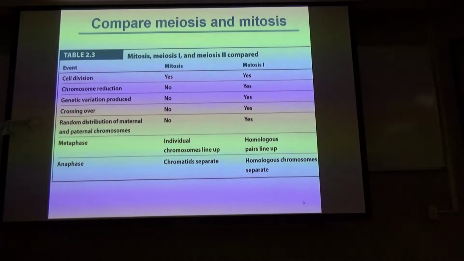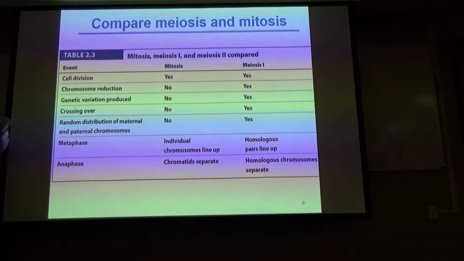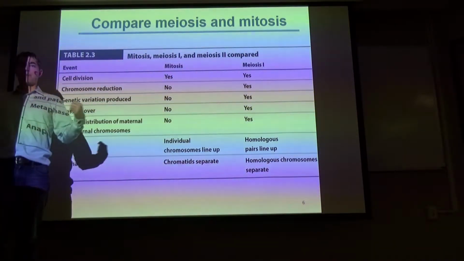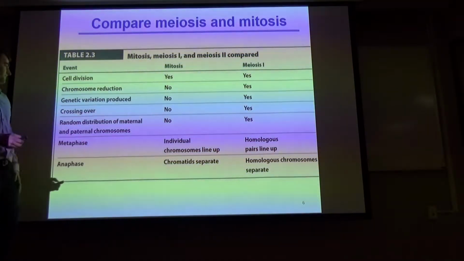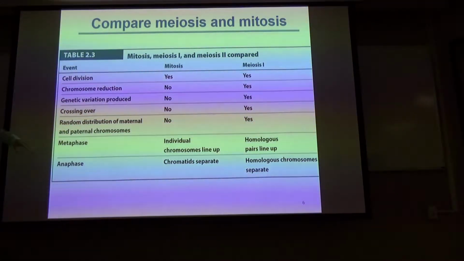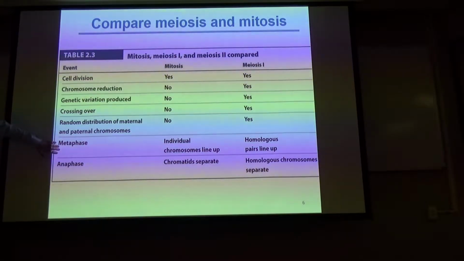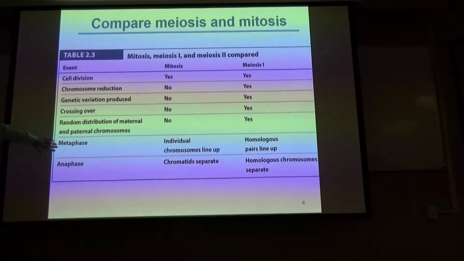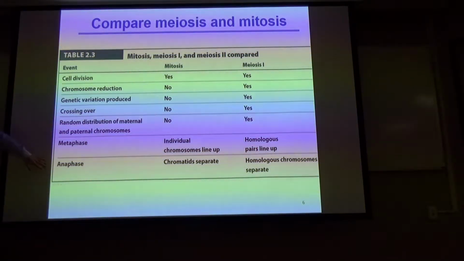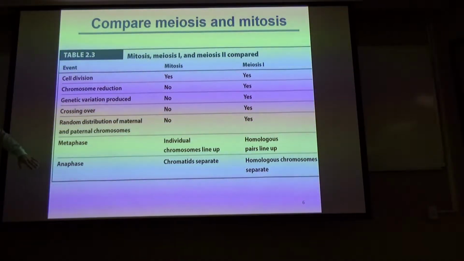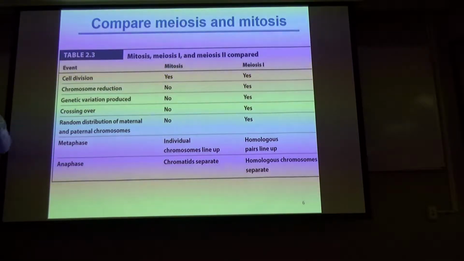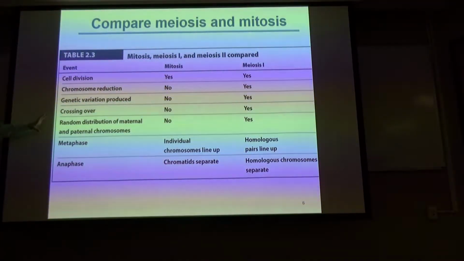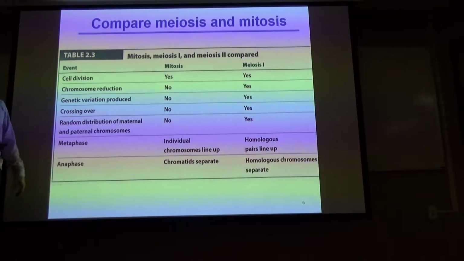As I just talked about, there's that random distribution of maternal and paternal chromosomes that depends on the number of chromosomes you have for the amount of combinations that you can actually make. And as I said, the 2 biggest differences are in metaphase and in anaphase, with how the chromosomes line up in metaphase versus metaphase 1, or how it's either chromatids separating or homologous chromosomes separating in anaphase. So these are kind of the critical details that I expect you to know to differentiate these 2 processes.